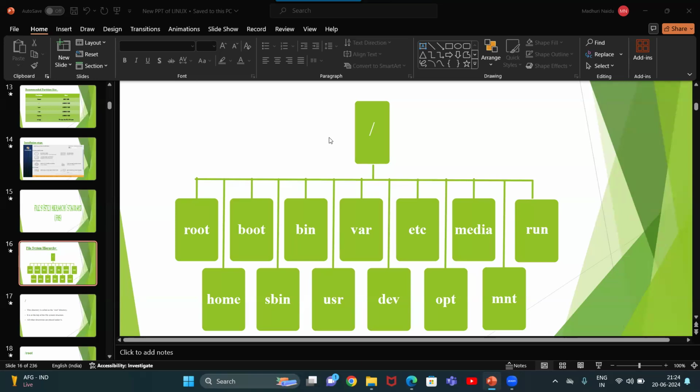This is about file system hierarchy, meaning the default directories in Linux. And this is about today's session. In tomorrow's session, I'll explain what versions we have in Linux, what different distributors we have for Linux, what the basic requirements are to install the Linux operating system, and what the recommended partitions of Linux are.